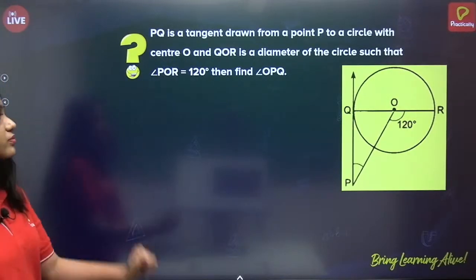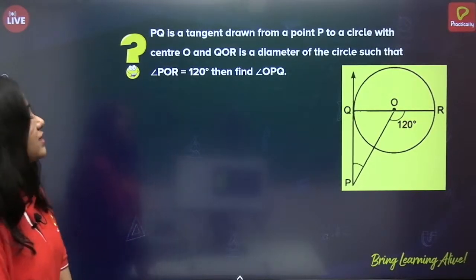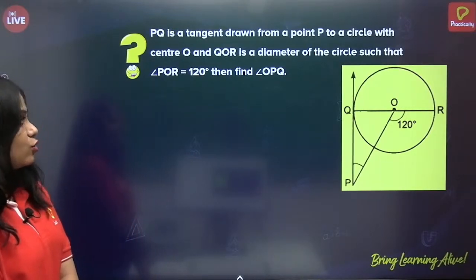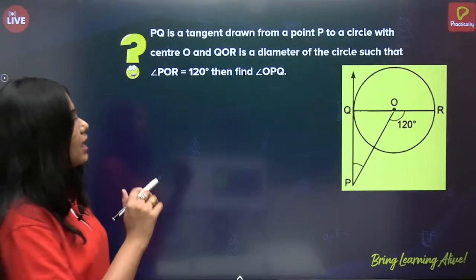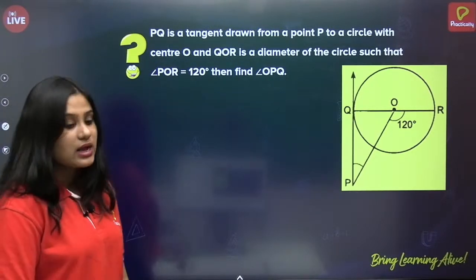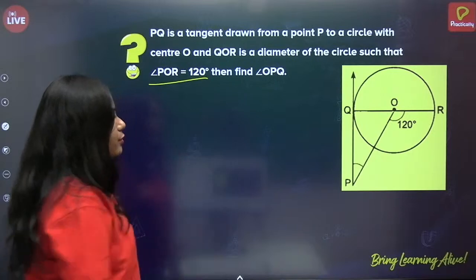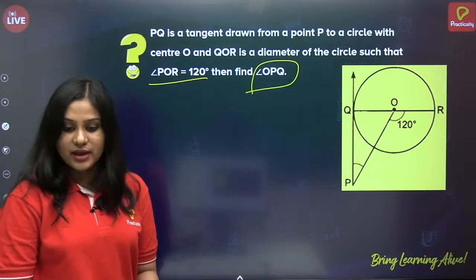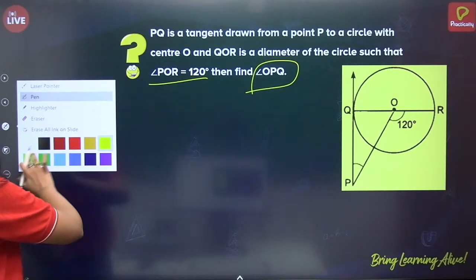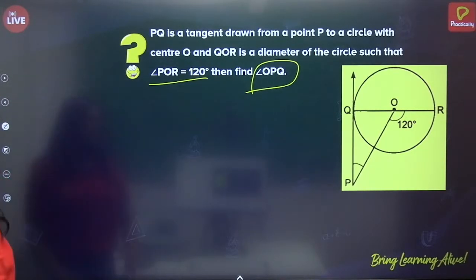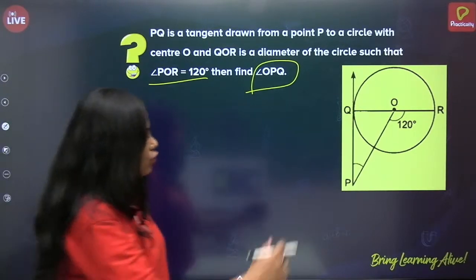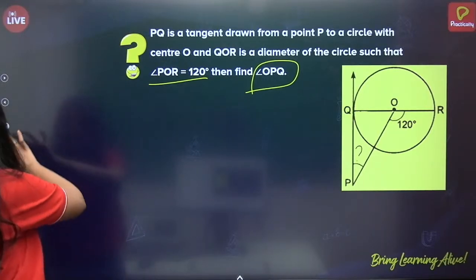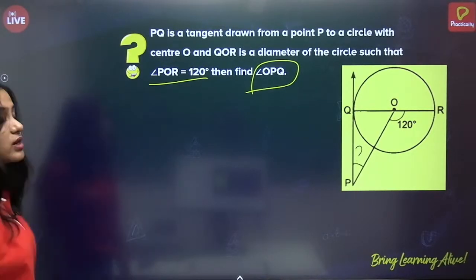Next. PQ is the tangent drawn from a point P to a circle with center O, and QOR is the diameter of the circle such that angle POR is 120 degrees. Find angle OPQ. So I hope the diagram is clearly visible. We have to find OPQ. This angle we have to find. Again, let us see what concept of circles we can apply.